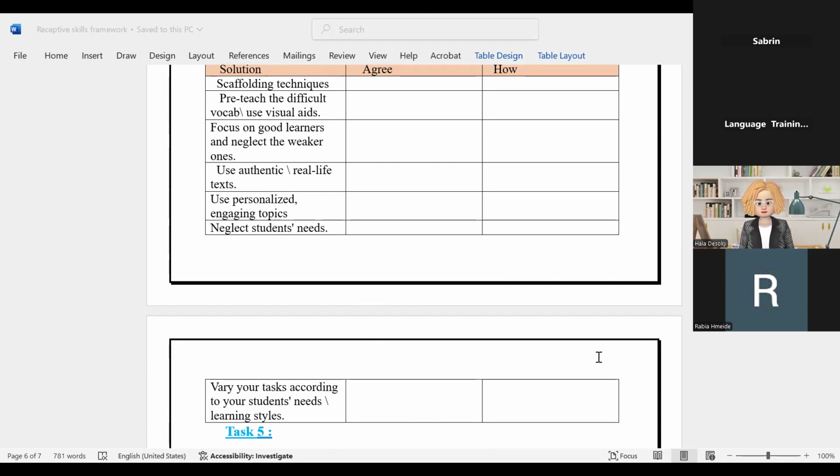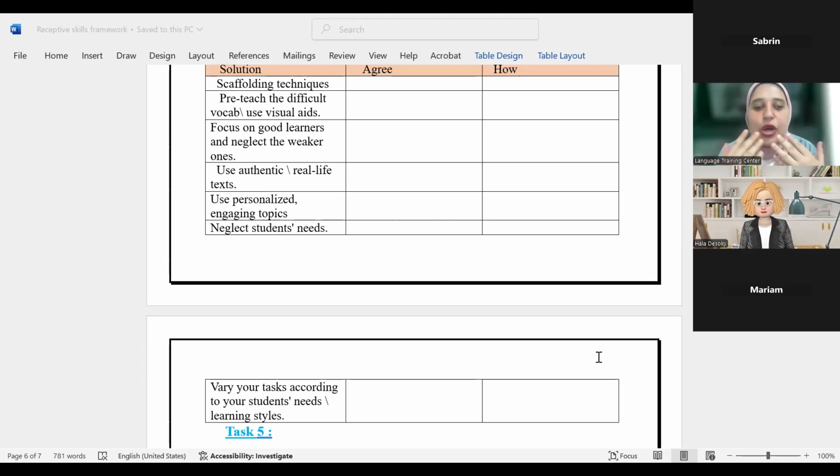Sorry, can you say it again? What shall we do? Here we have some solutions. You need to have a look, read them, and then tell me, are they appropriate solutions for the previous problems or no? And how can we apply these solutions with the students in the class? Yeah, got it. Thank you. Most welcome.